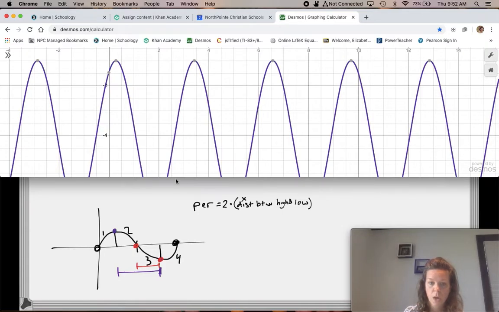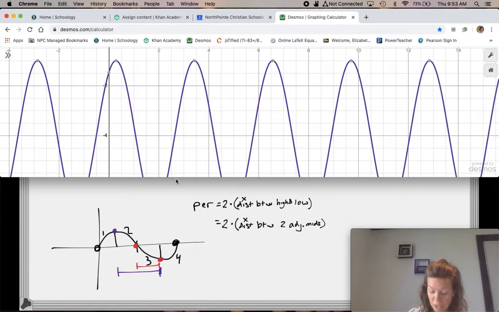Okay, so if we have our distance between our high and our low, that's what I drew there in purple, we would need to double that to get the full period length. Or another option would be that it is 2 times the x distance between two, we'll say, adjacent mids. Okay, well, what do I mean by adjacent mids?